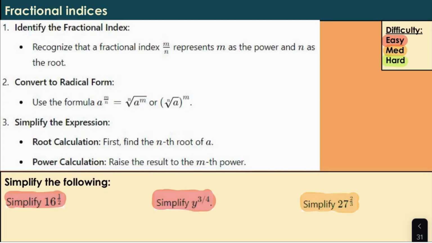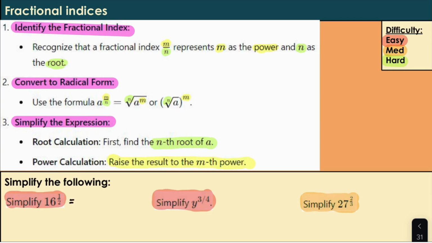We will simplify algebraic expressions with fractional indices. In our first step, we will identify the fractional index. When converting to radical form, the numerator of the fractional index is the power, and the denominator of the fractional index is the root. In our third step, we simplify the expression. First, find the nth root of a, and secondly, we raise the result to the mth power.